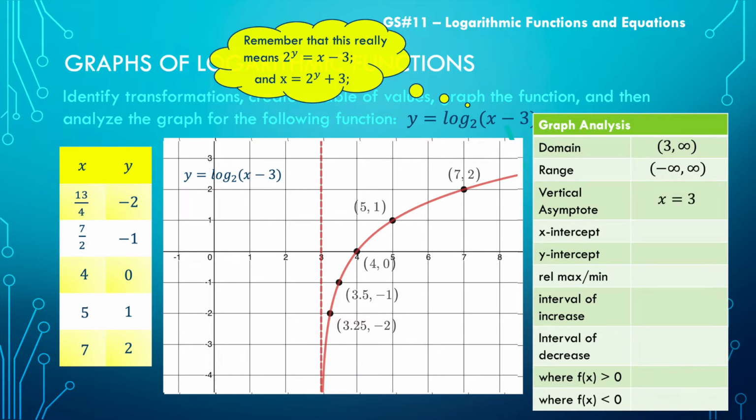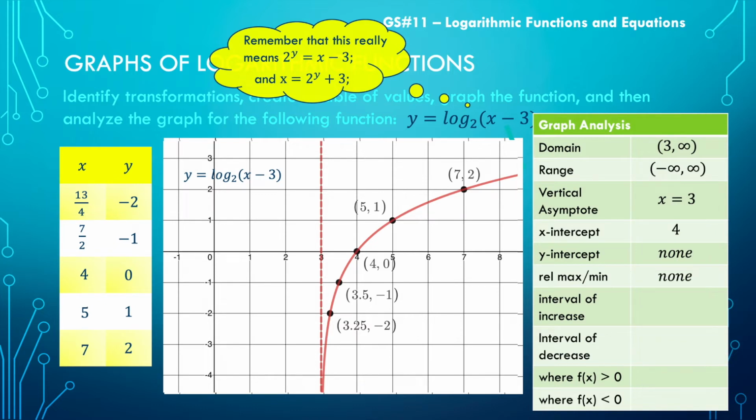We have an x-intercept, can you see it, at 4. There is no y-intercept. There is no relative max or min because this graph is strictly increasing, and a relative max or min would occur when there's a change from increasing to decreasing or vice versa.